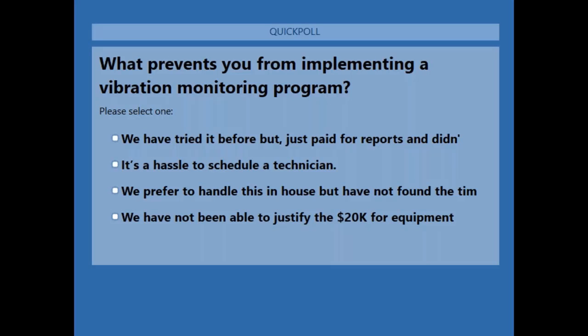Okay, we've got the next poll question coming up here. This question is directed towards people who maybe don't have a program already going, but it could also be thought of as where haven't you implemented an online system where maybe you have wanted to. So what prevents you from implementing a vibration monitoring program?